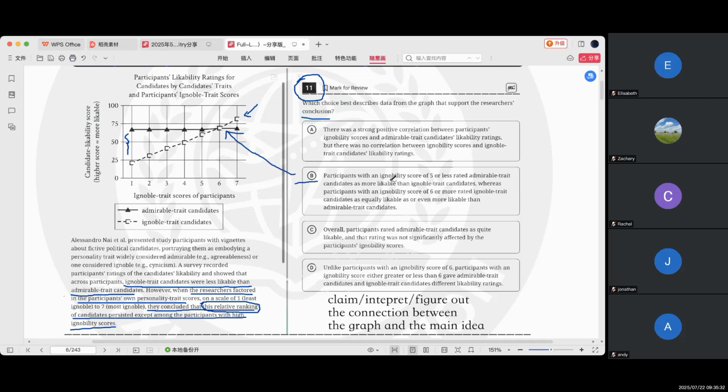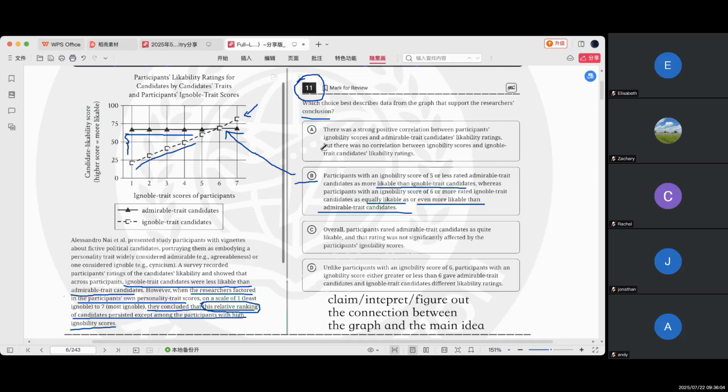Participants with an ignorability score of 5 or less are going to rate admirable trait candidates as more likable than ignorable trait candidates. You see, it's more likable than this side. But participants with an ignorability score of 6 or more, so if it's even higher, then it's going to be an exception, and they're going to rate the ignorable trait candidates as equally likable or even more likable than admirable trait candidates because their Y value is higher.